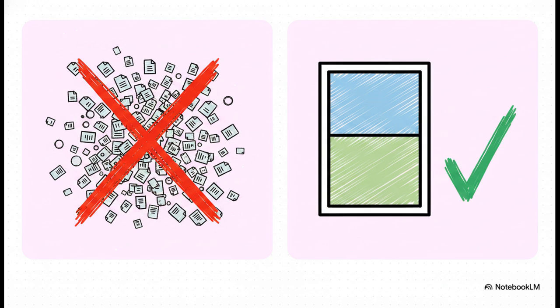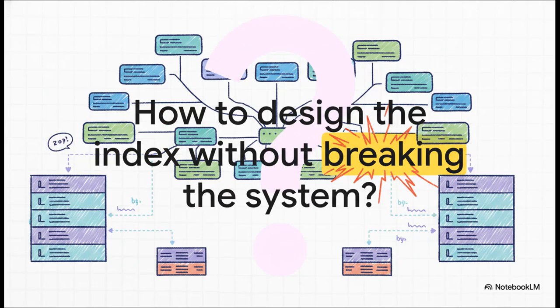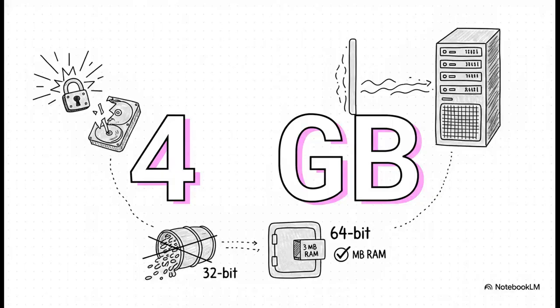Instead, the right layout is one single, massive file divided into 2 logical regions, a sorted index section and a data section. We completely separate the metadata from the payload. But of course, that brings up a really critical question. How do we design that index so it maps words to their exact byte locations without completely exhausting our server memory? There is a huge trap here that many engineers fall into, and it's the 32-bit limit.